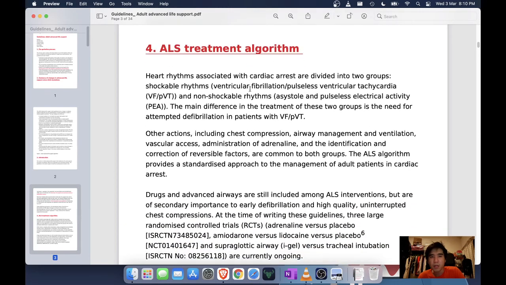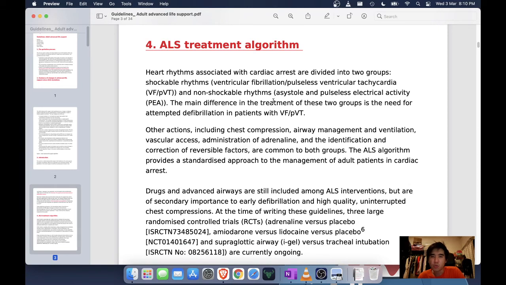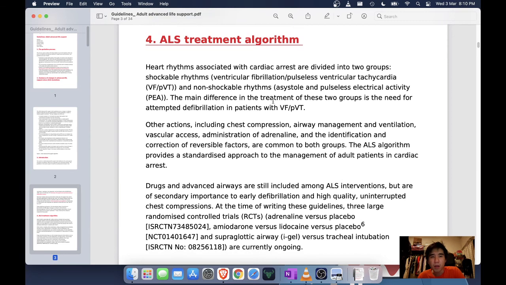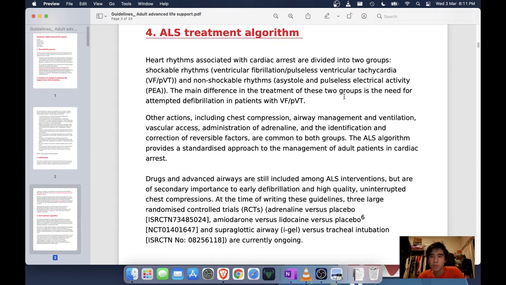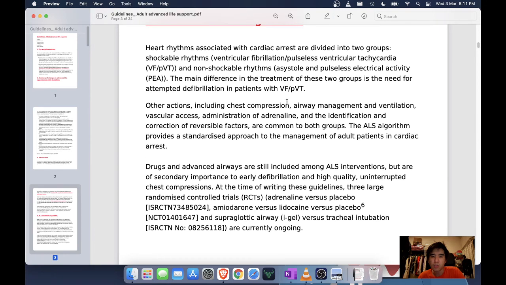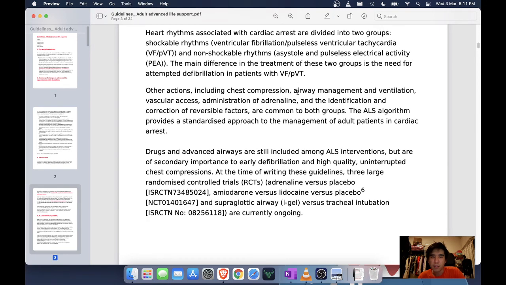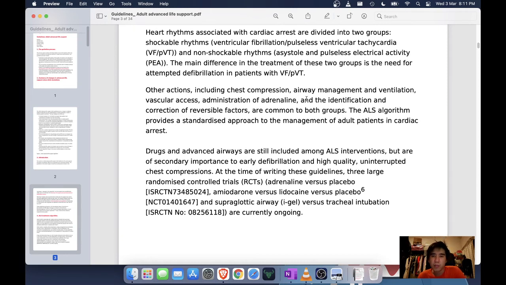ALS treatment algorithm. Heart rhythms associated with cardiac arrest are divided into 2 groups: shockable rhythms, which are ventricular fibrillation or pulseless ventricular tachycardia, VF or pulseless VT, and non-shockable rhythms, which are asystole and pulseless electrical activity, PEA. The main difference in the treatment of these two groups is the need for attempted defibrillation in patients with VF or pulseless VT. Okay. Other actions include chest compression, airway management, and ventilation, vascular access, administration of adrenaline, and the identification and correction of reversible factors, which are common to both groups.